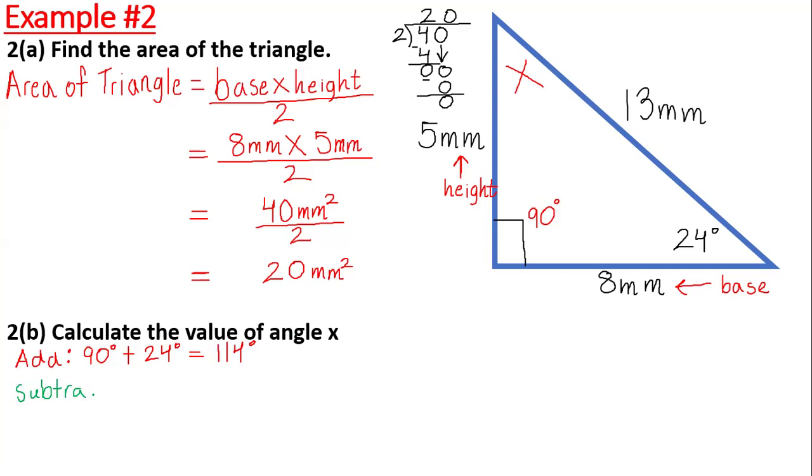So we're going to subtract. 180 degrees minus 114 degrees. So 180 minus 114. That would be 74. No, 180 minus 114. When you subtract them, what do you get? 66. 66, very good. And so what are we going to say? We're going to say that x is equal to what? 66. X is equal to 66.